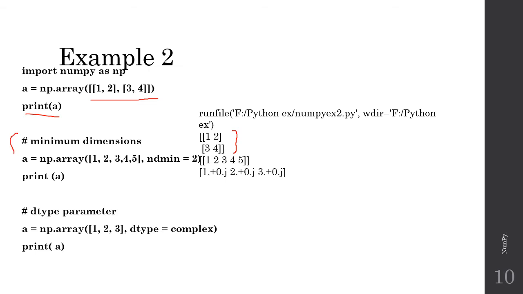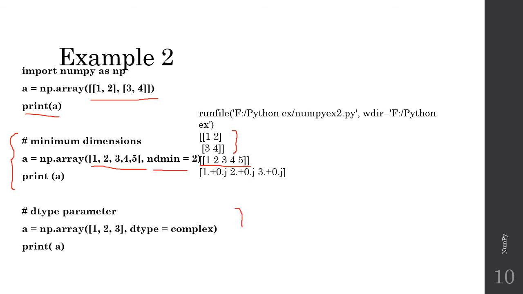In the second part of the program, we are again creating an n-dimensional array object using the array method. The first parameter is passed as an object, and we are specifying the parameter ndmin to 2. See the result with two square brackets. That is, it considered the result of this array as a two-dimensional array.